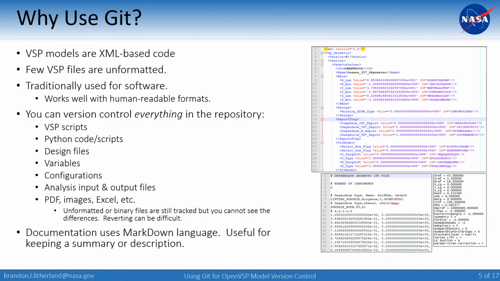And you can also put things in there that are unformatted or binary files like PDFs, images, Excel, etc. The thing is that the unformatted or binary files are tracked, but you don't necessarily see the differences because it's not human readable. It can't do a diff operation between those two and tell you exactly what changes. It just knows that it did. But there's nothing at all wrong with keeping those files inside the repository so that everything's in the right place. And the documentation uses the markdown language, which is very useful for keeping a summary or a description README file, so you can always see what's going on and what the model is about.